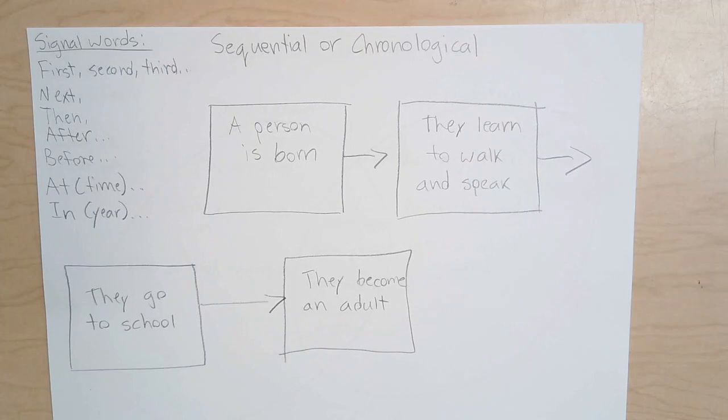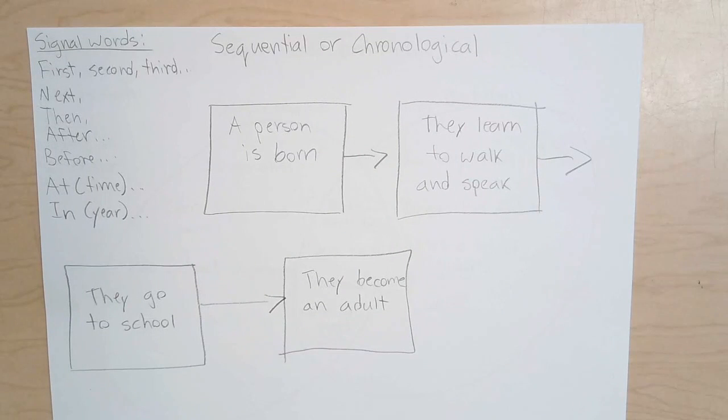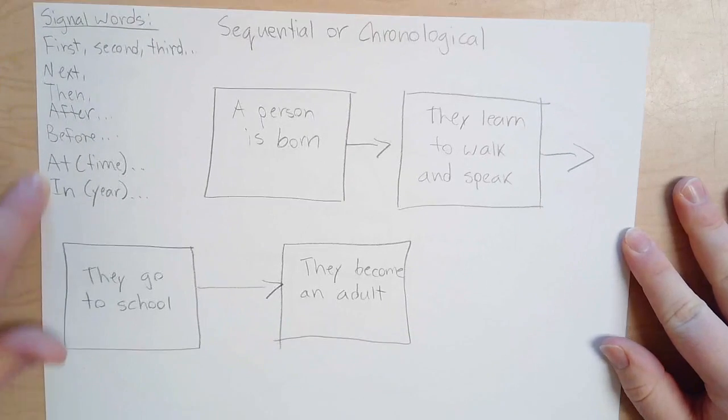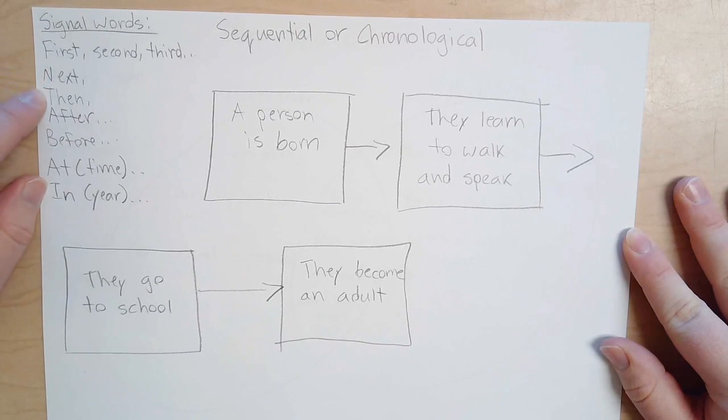But if it's, say, a how-to article about, I don't know, how to make ramen, it would be like first, boil the water. Next, put the noodles in the water. That would be sequential because there is no specific time attached to the steps in the recipe. Okay, so some signal words you can look for when you're trying to see if something is sequential or chronological are things like first, second, third, next, then, after, before, at 5 p.m., for example, or in 1920.